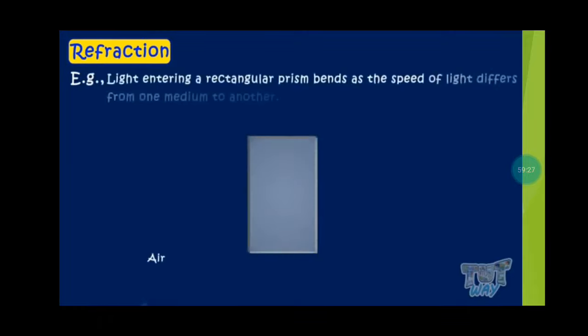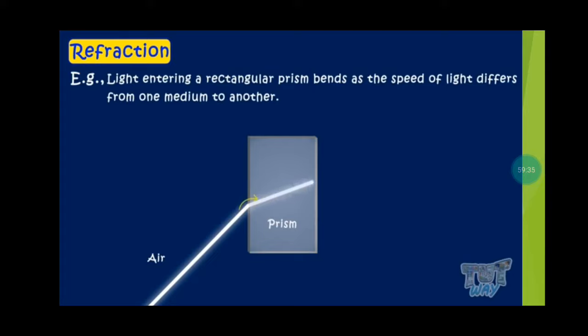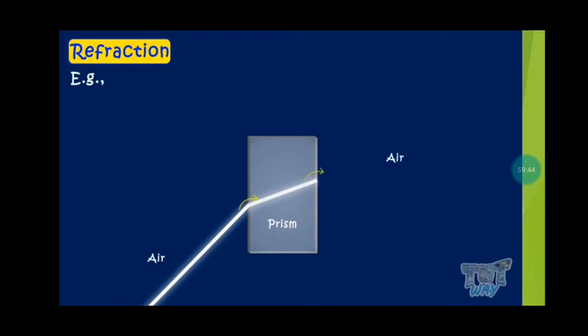When light from air enters a rectangular prism, which is another medium, it bends because the speed of light differs in different mediums. And when the light again passes from the rectangular prism to the air, it again bends as its speed changes again. So, a light wave changes both its direction and speed when it enters a different medium.